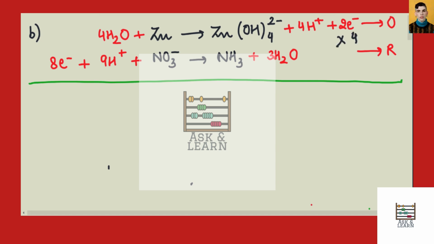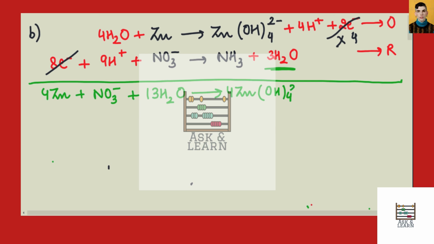So this gets cancelled, and the overall equation comes out to be 4 zinc plus NO3 negative plus 13 water molecules. So why 13? Because 4 into 4 is 16 and we have 3 water molecules here. So 16 minus 3 is 13. And then this will form 4 Zn(OH)4 2 negative plus, and since we have 16 H positive here and 9 H positive here, 16 minus 9 is 7. So 7 H positive here and then NH3.